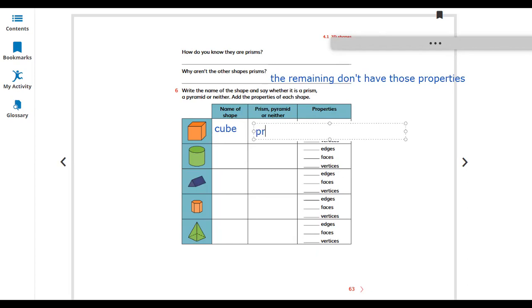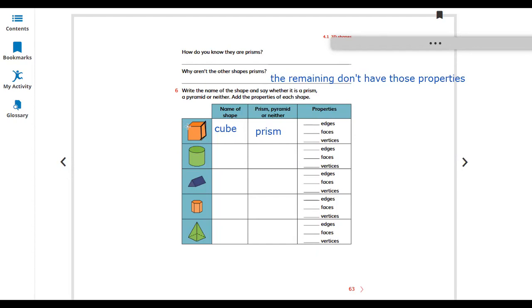We write here prism. Okay, how many edges? Let us start to count. One. I will draw so you can understand what the edge is. These lines. One, two, three, four. Four here, for this side.